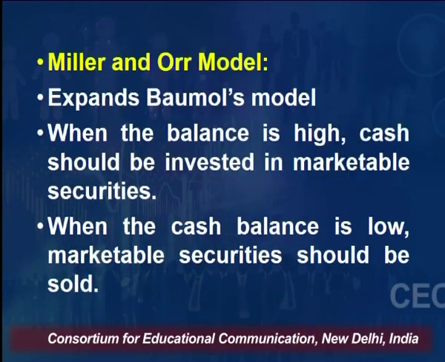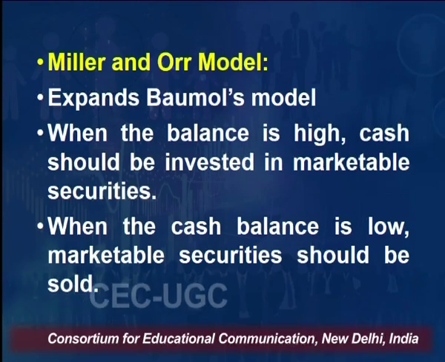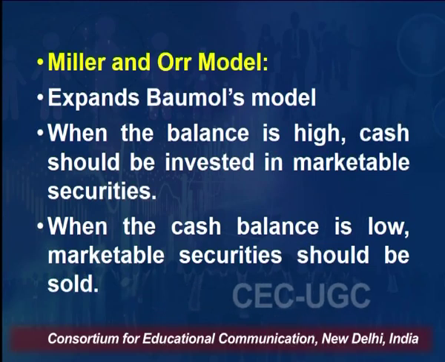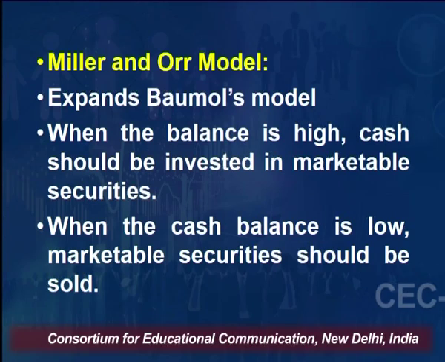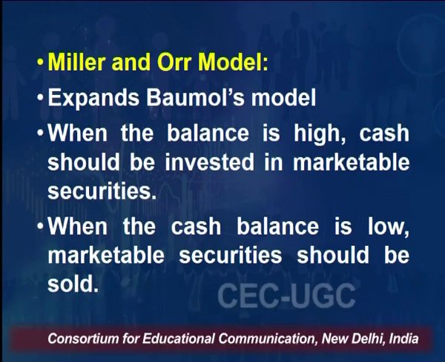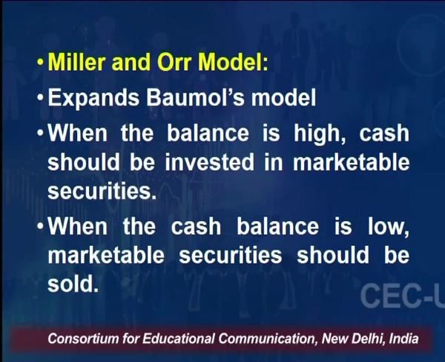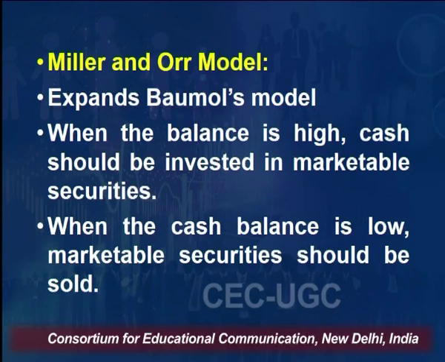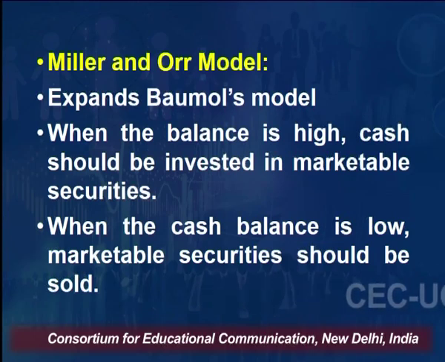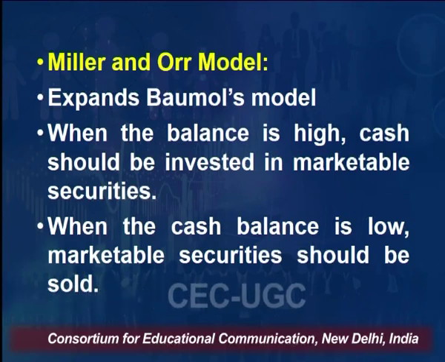The next model of optimum cash balance that we need to maintain is Miller and Orr model. It is an expansion of Baumol's model. Now, when the balance is high, this model says the cash should be invested in marketable securities. So, when you have excess amount with you, you better invest it in marketable securities because marketable securities can be easily convertible into cash whenever the requirement is there. And when the cash balance is low, the marketable securities can be easily sold, and we can easily get the cash.